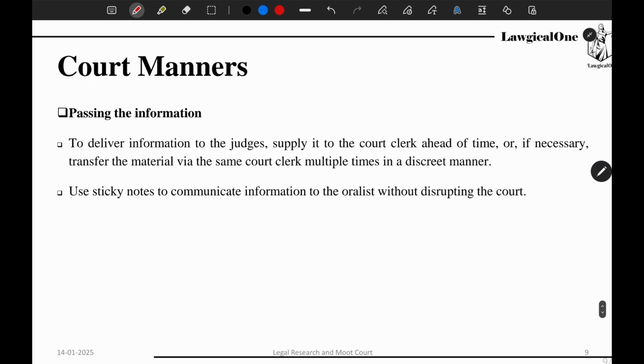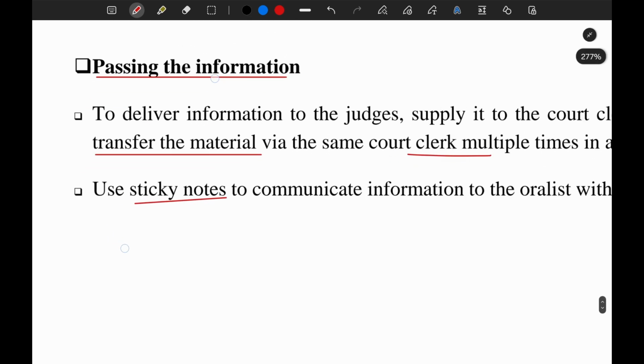Okay, now coming on to passing the information, as I said in my last video, that the researcher can help the speaker, but this researcher cannot approach the speaker and whisper in the speaker's ear the answer. On a sticky note, the researcher will write the answer and pass the information to the speaker through the help of the court clerk.